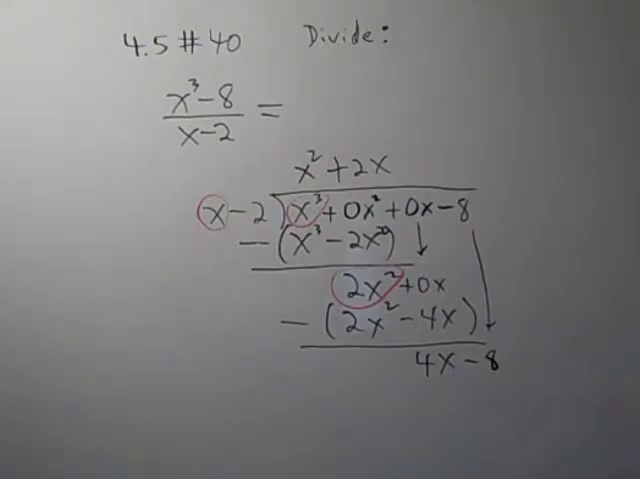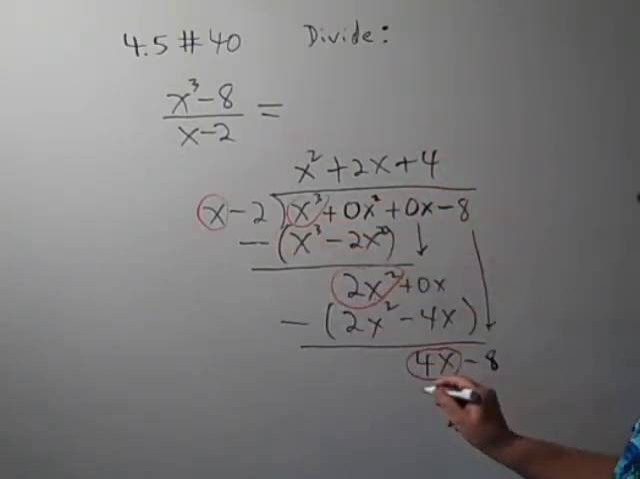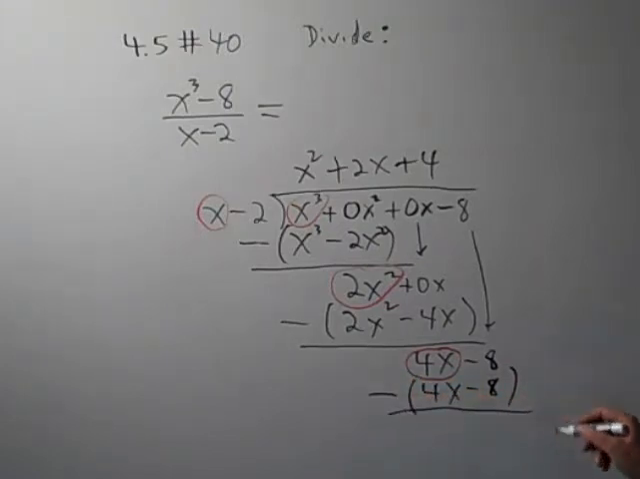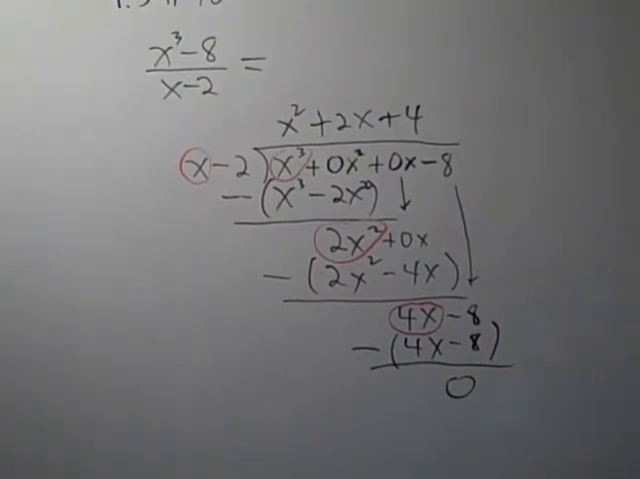And we ask how many times does x divide into 4x? Well, x goes into 4x 4 times. 4 times x is 4x, and 4 times negative 2 is negative 8. And now we subtract, and notice that we're subtracting the same binomial here from itself, so the remainder is 0.